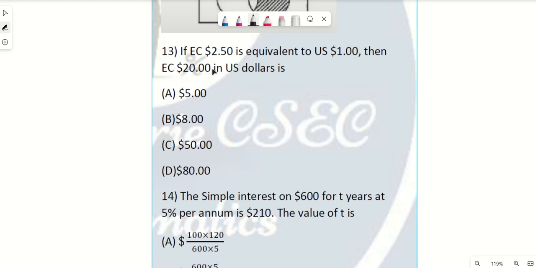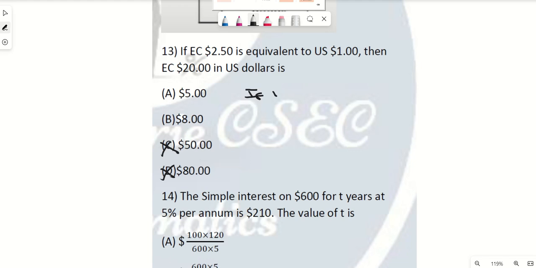This question: if EC $2.50 is equivalent to $1, then what is 20 EC in US dollars? Okay, first off, it would not be D and it would not be C. So it's either $5 or 8. So we're saying if $2.50 EC is equal to 1 US, then 1 EC would be 1 over 2.50.